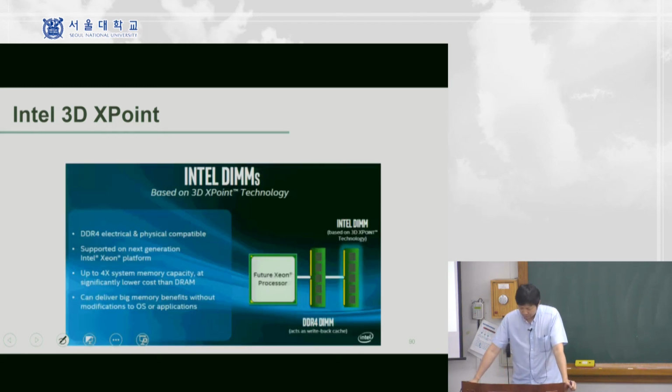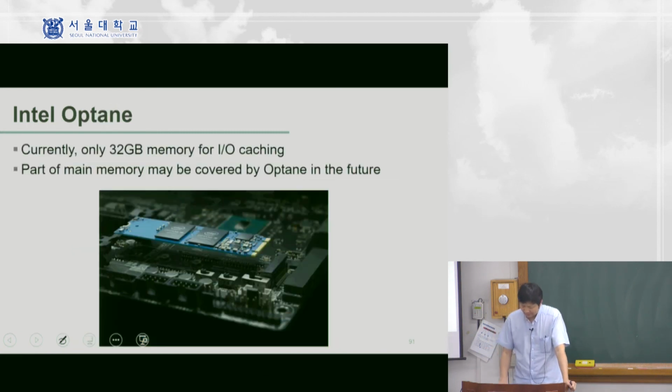They also put this 3D crosspoint DIMM into their server design, replacing the DRAM device, and they also have an SSD form factor, so they sell SSDs using crosspoint. Generally, it's much faster than SSD, with much lower latency, but capacity-wise it's much worse. It's more expensive, so you cannot really afford the same capacity.